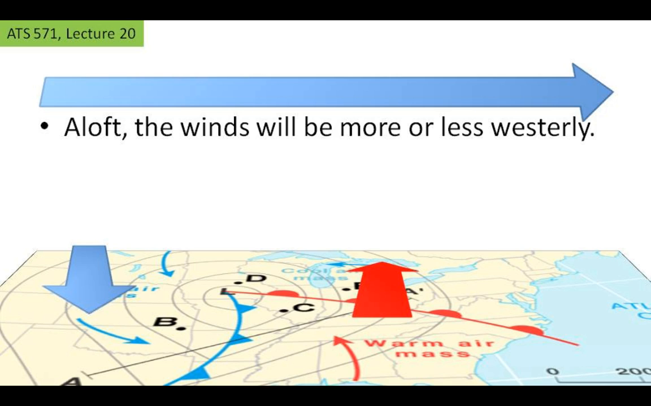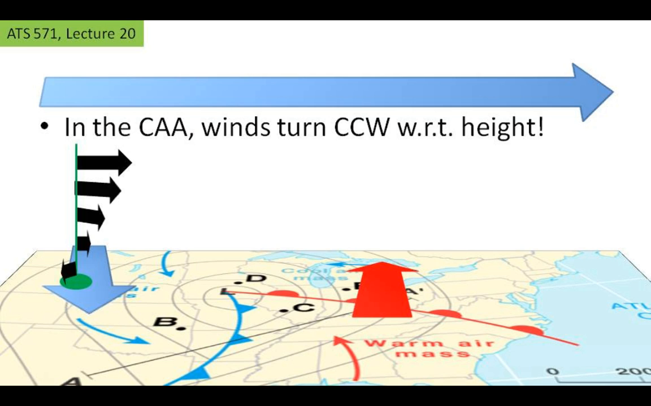How do we get there? How do we get from having winds out of the south or out of the north at the surface to having winds aloft that are out of the west? Well, in the area of cold air advection, the winds are going to be turning counterclockwise with respect to height. See how the winds are out of the north at the surface, and then they become more out of the northwest, and then out of the west-northwest, and by the time we get to the top, they're out of the west. The winds are turning counterclockwise with respect to height.